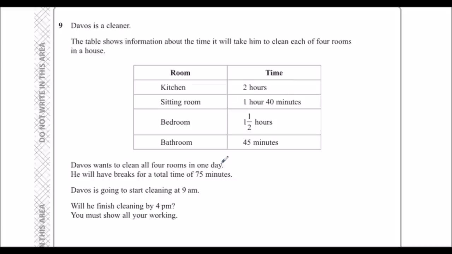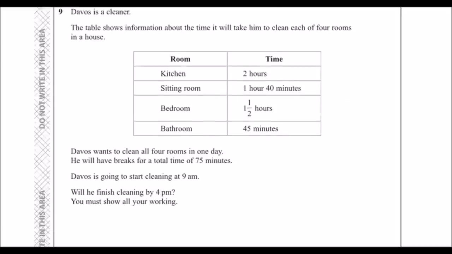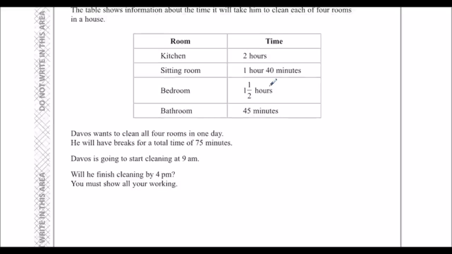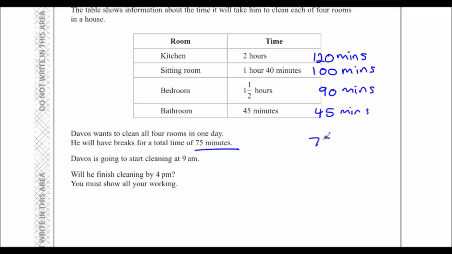So how long are all of these jobs going to take him? If we change them to minutes, let's do minutes. So 2 hours, 2 60s, 120 minutes. 1 hour 40 minutes, so 60 minutes and 40 minutes is 100 minutes. 1.5 hours is 1 hour and 30 minutes, so 60 and 30 is 90. 45 minutes, and the break, of course, don't forget, 75 minutes. So in minutes, we're going to use the calculator just to add these up. So 120 plus 100 plus 90 plus 45 plus 75.